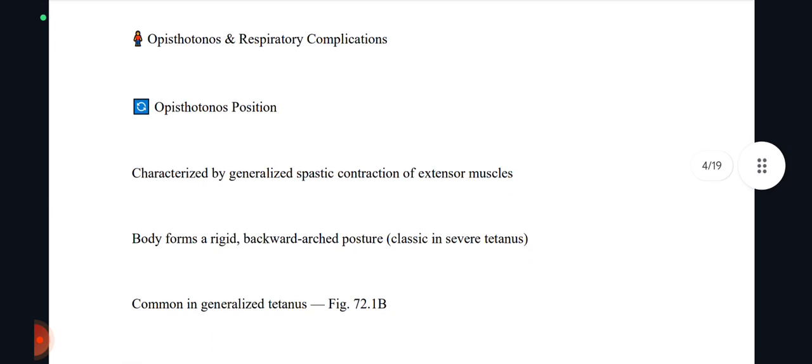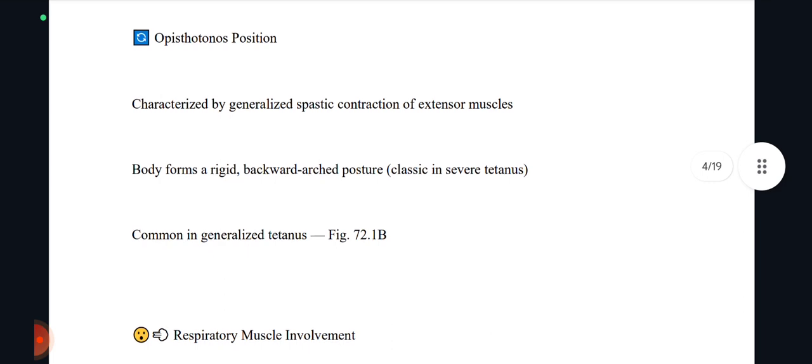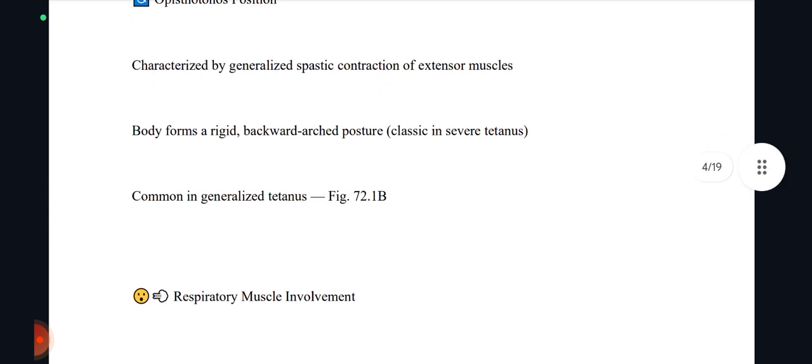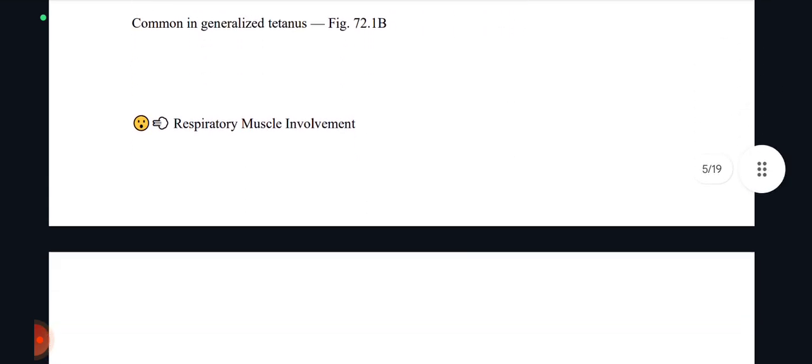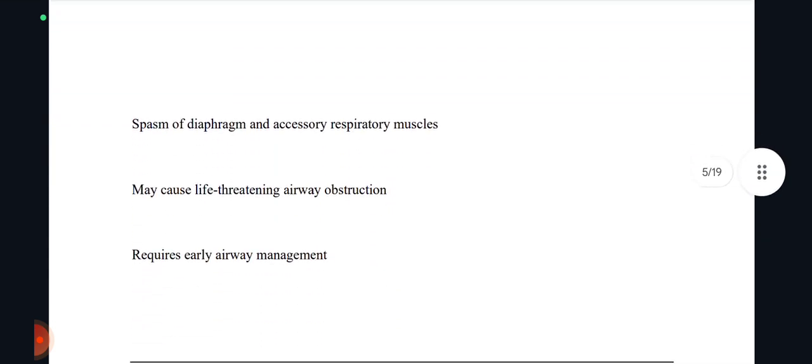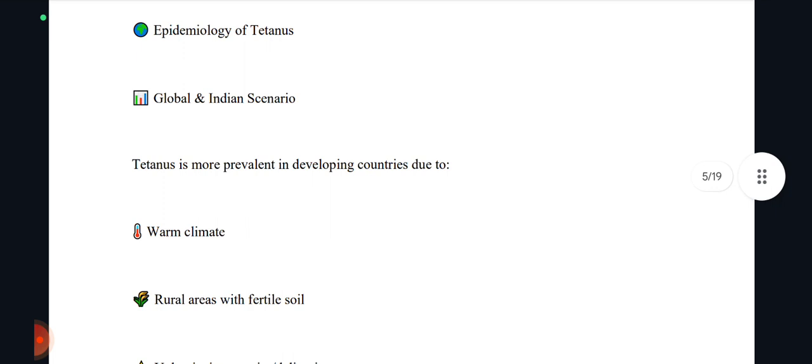Now there are something known as opisthotonus and respiratory complications. What is opisthotonus? It is characterized by generalized spastic contraction of the extensor muscles. The body forms a rigid, backward arched posture, which is classical in severe tetanus and common in generalized tetanus. Now if the respiratory muscles get involved, there will be spasm of the diaphragm and accessory respiratory muscles. It may cause life-threatening airway obstruction and requires early airway management.